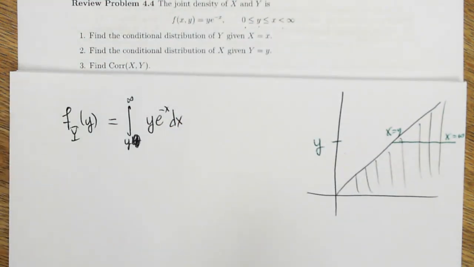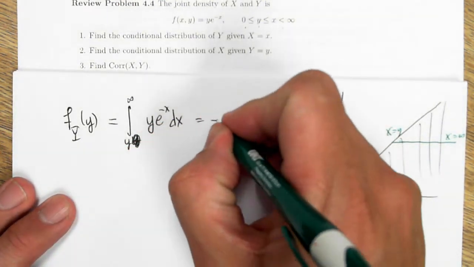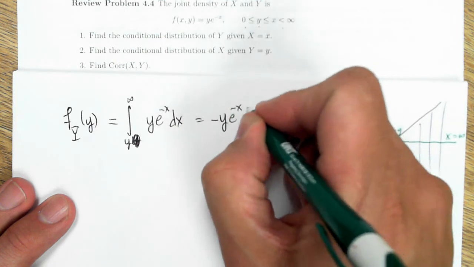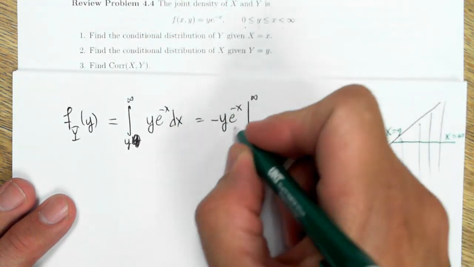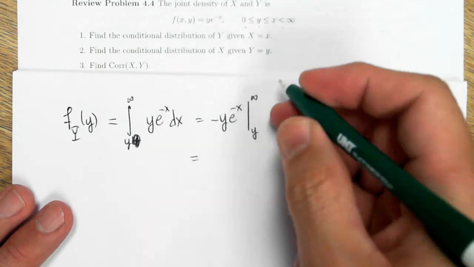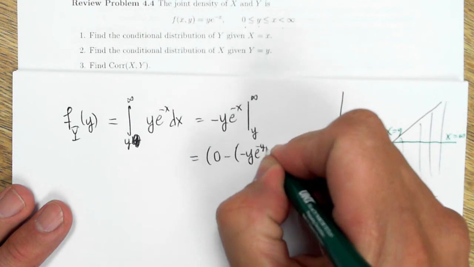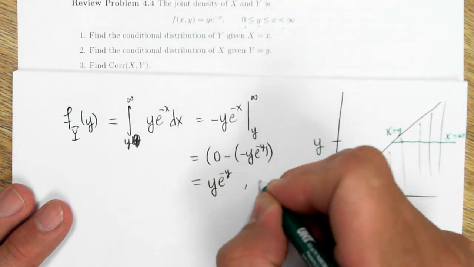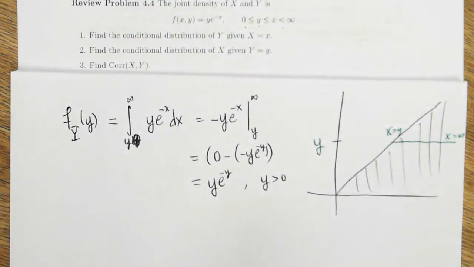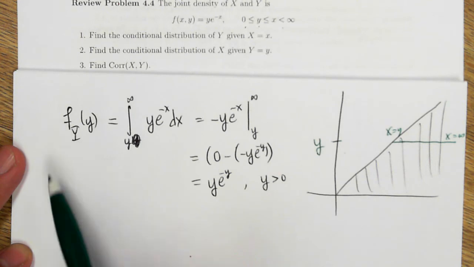Doing this integral, we get negative y e to the minus x, evaluated from x equals infinity to x equals y. Plugging in infinity and plugging in y, we get 0 minus negative y e to the minus y, which works out to be y times e to the minus y for any positive value of y. So that is the marginal density for y.